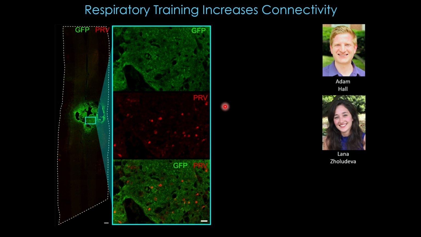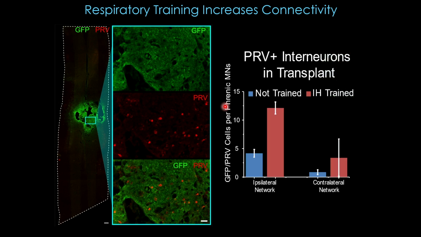So we can map the number of cells that are connected with our donor transplants and how they change with training. What you're looking at here is the number of PRV interneurons within the transplant. And we can see that just by giving intermittent hypoxia training to these animals for 4 weeks, we significantly enhance the number of these donor cells that become connected to these cells. And we think this has been attributed to change in growth factor expression that also follows on from these activity-based therapy types of interventions. This is just one way we can go about enhancing connectivity, and we're exploring many others.